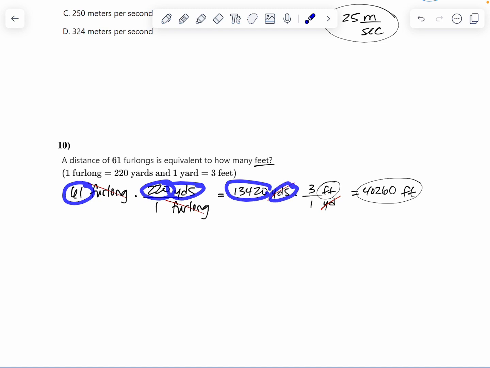Okay, great. But I need to be not in yards, I need to be in feet. So now I'm going to use this conversion factor. And where do I put the 1 yard? Well, since yards is currently here, I need it in the denominator to cancel, which means the 3 feet goes in the top. And so again, yards are gone now, and I'm taking the 13,420 times 3, and I get 40260. And what is the label? Yards are canceled, and I'm left over with feet, which is exactly what I wanted. So in the box, I'm typing 40260.